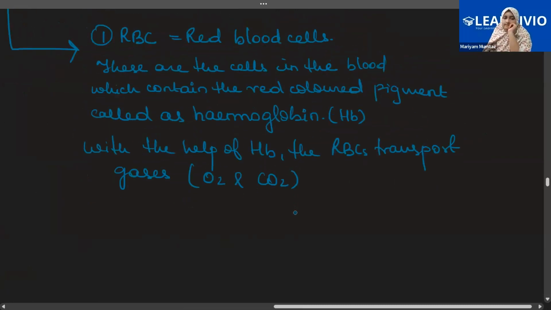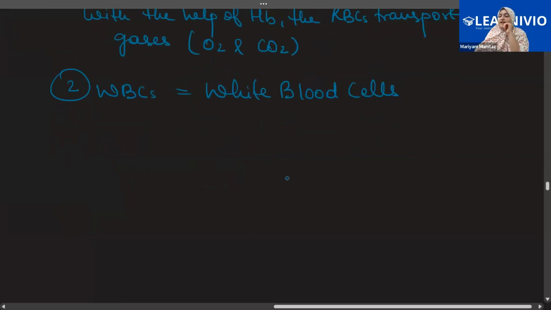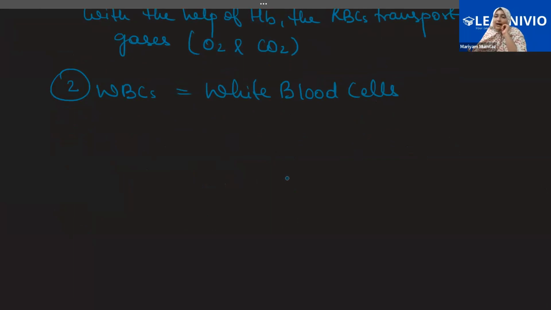Yes, ma'am. The next one is WBCs. WBC stands for white blood cells. Does anyone know what it does? It protects from diseases. Very good. See, white blood cells are those cells that fight with infection. They fight with the pathogen, meaning any foreign particle that comes into the body.